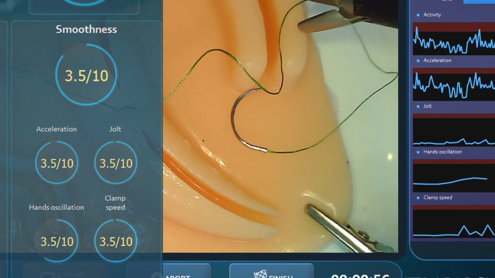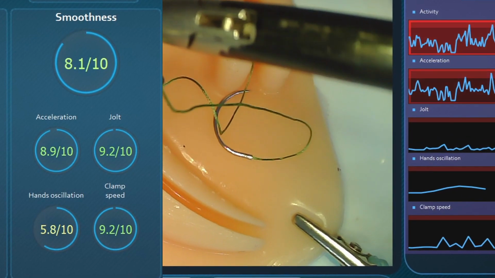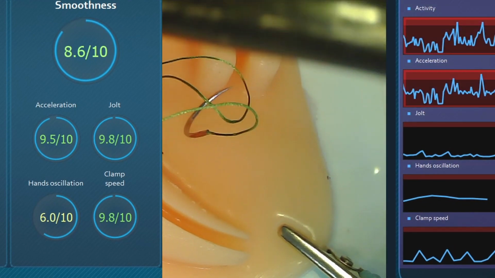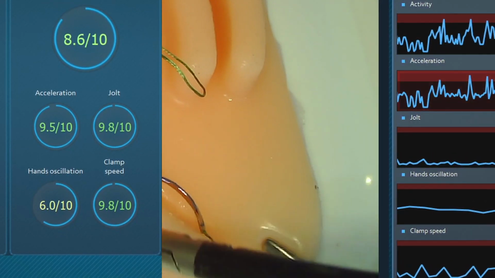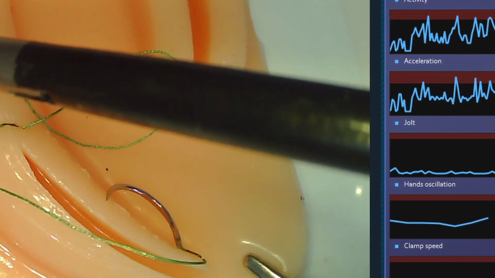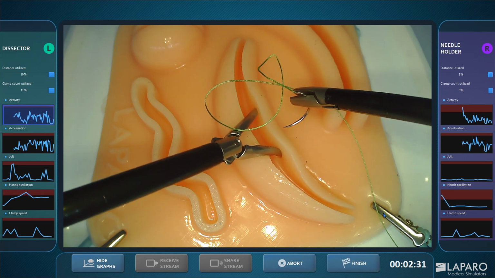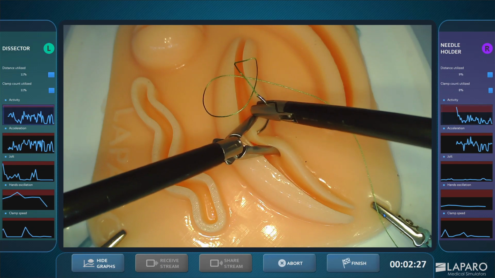Activity, acceleration, jolt, hand oscillation, and clamp speed are all important parameters to keep in mind while training. Measuring and displaying them encourages the best habits from the very beginning. The graphs will flash red whenever the parameter crosses an allowable threshold. If an instrument is inactive, on the other hand, a corresponding graph will also flash blue.